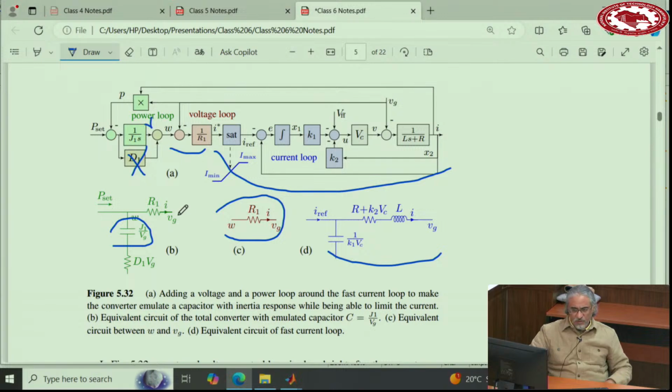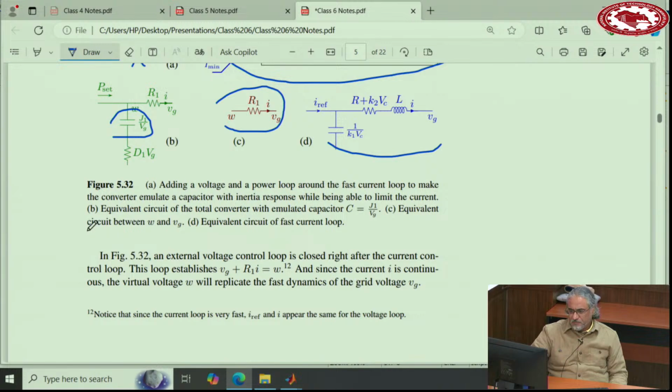Now, if the grid voltage drops because of some load switching in, this voltage tends to drop, W tends to drop, capacitor supplies energy. If the voltage goes up, the capacitor absorbs energy. And this capacitor, you can choose it large. It's not going to compromise your current limiting or anything else. Okay.